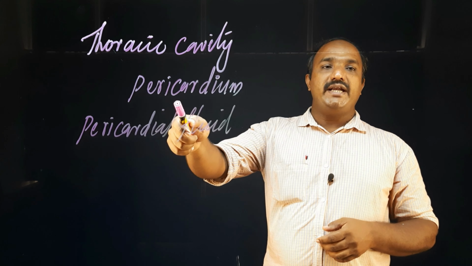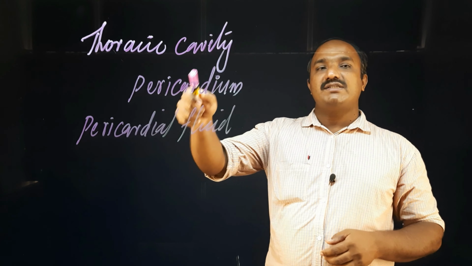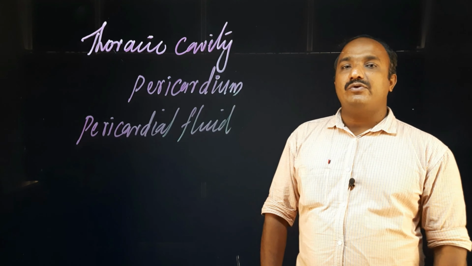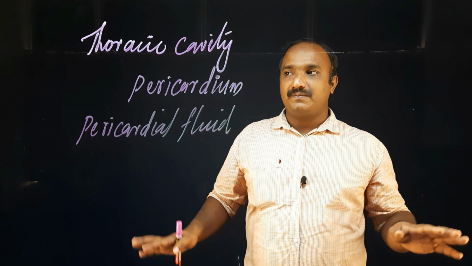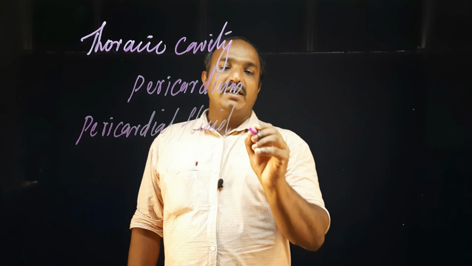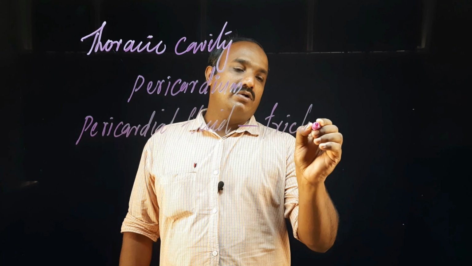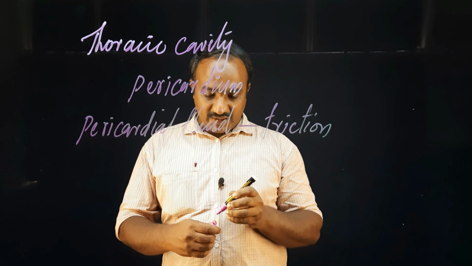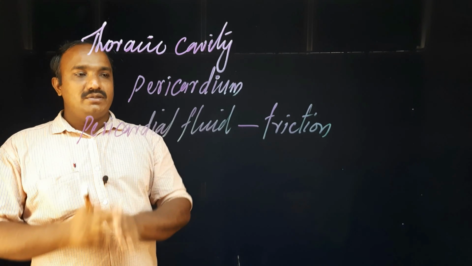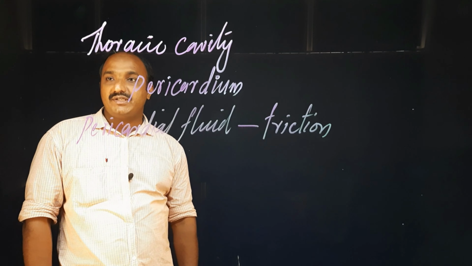The pericardium is the protective membrane. It has two layers. In between the two layers, there is a fluid called pericardial fluid. That pericardial fluid reduces the friction. Friction means otherwise the layers would stick together. Friction is a force that helps to connect two things together. Such friction will not be there if the pericardial fluid is there.